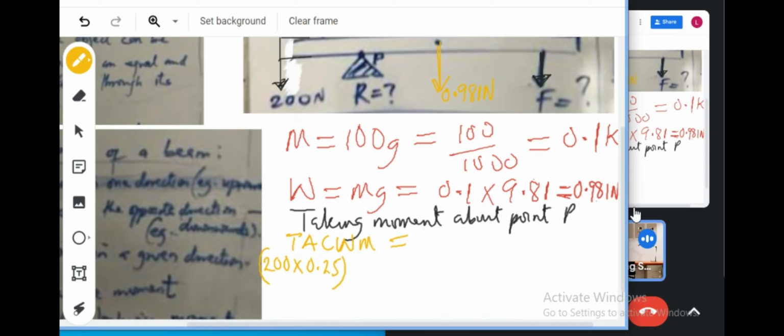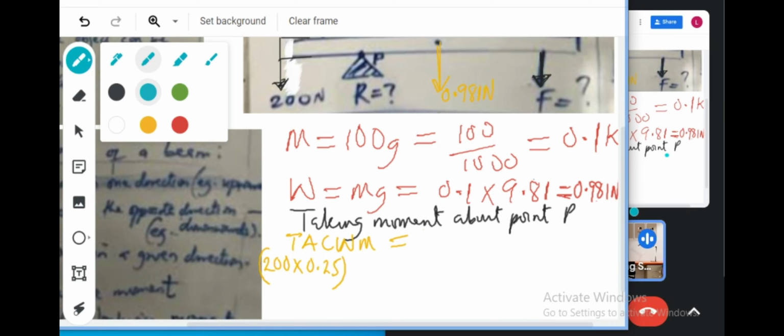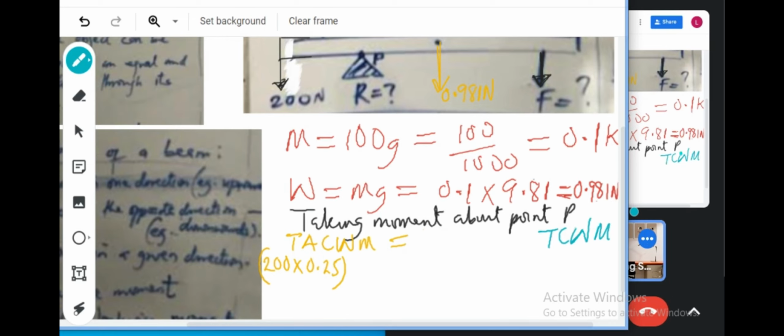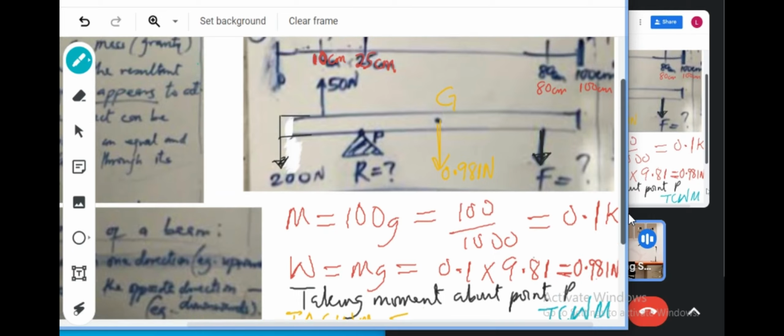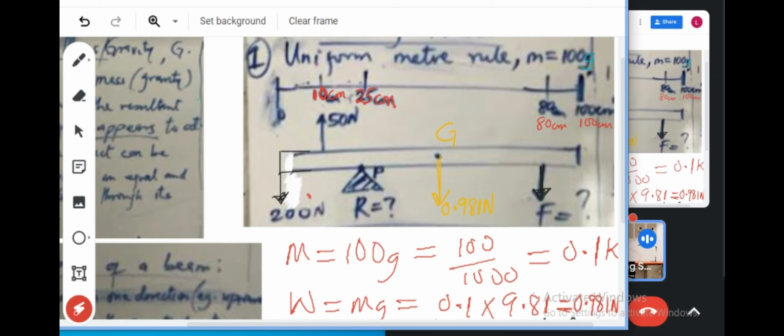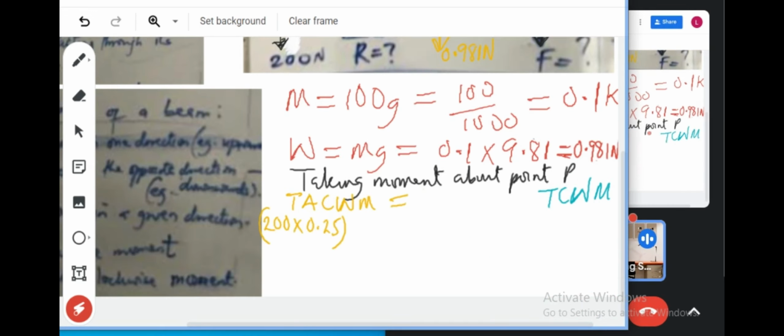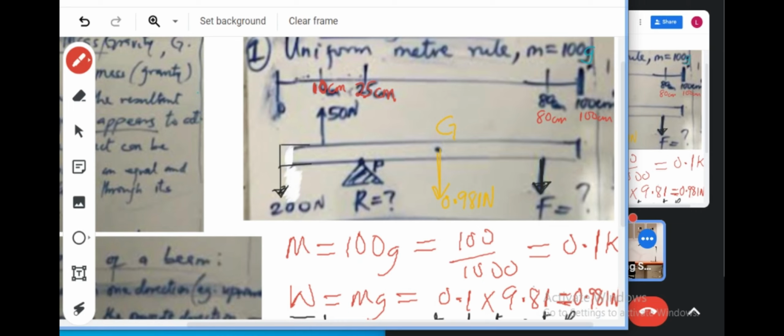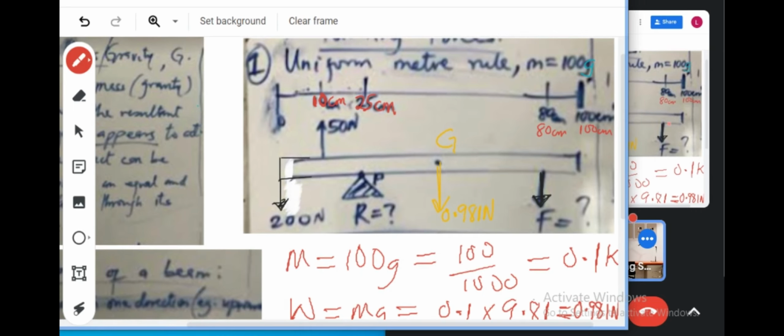The anti-clockwise ones I will write in yellow. The clockwise ones I will write in blue. Any other anti-clockwise? We've identified the first anti-clockwise. Let's confirm. The 50 Newton force is done this way, and the weight, so that's the only anti-clockwise. So let's write all the clockwise. Which one do you want to start with? Let's start with the 50 Newton force, if you like.